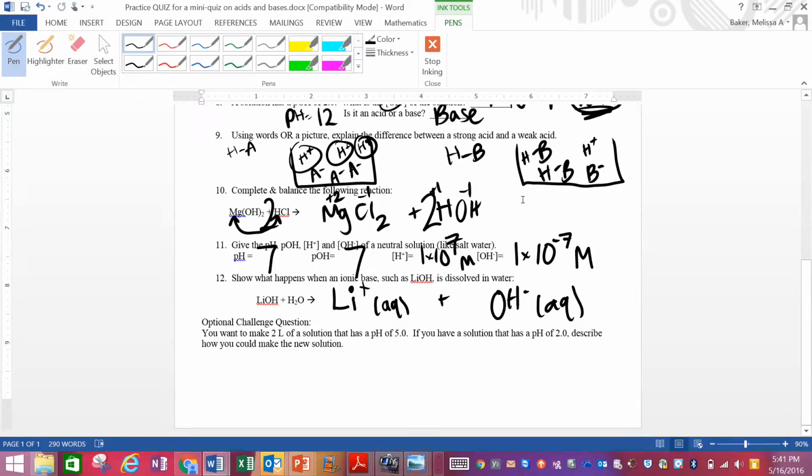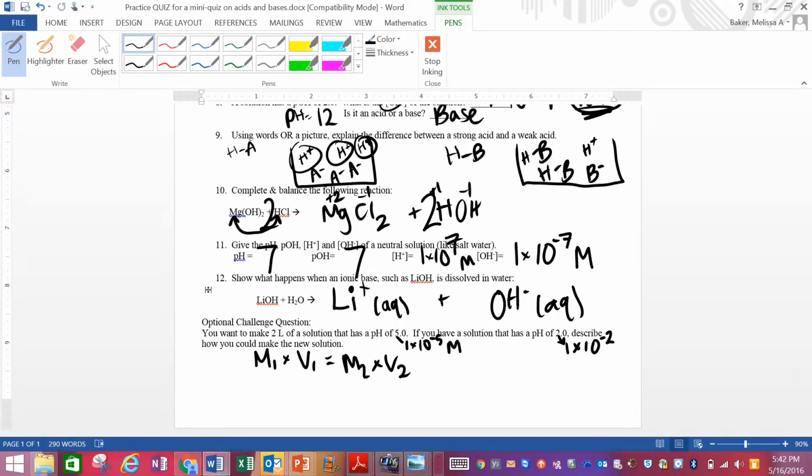You want to make 2 liters of a solution that has a pH of 5. For the record, that's a concentration of 1 times 10 to the minus 5th. If you have a solution that has a pH of 2, 1 times 10 to the minus 2, describe how you could make the new solution. This is clearly an M1 V1 equals M2 V2 question.